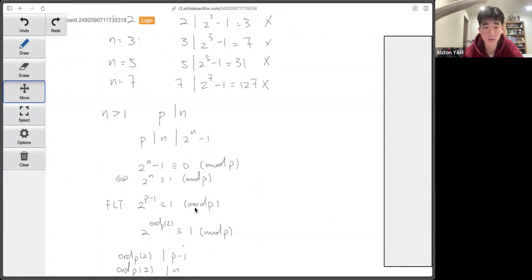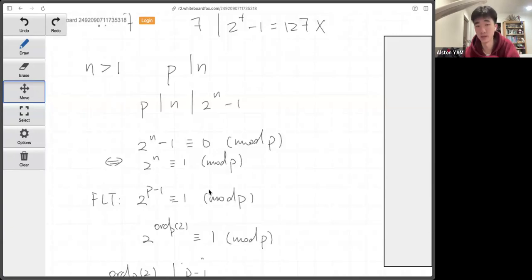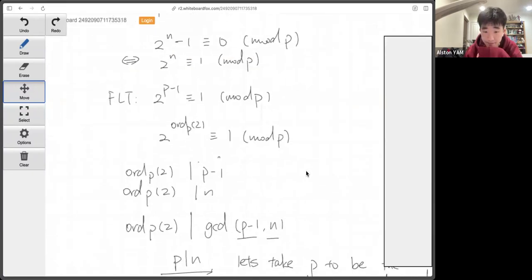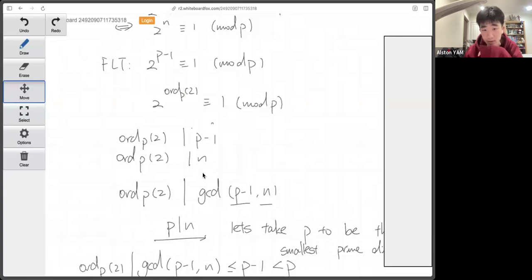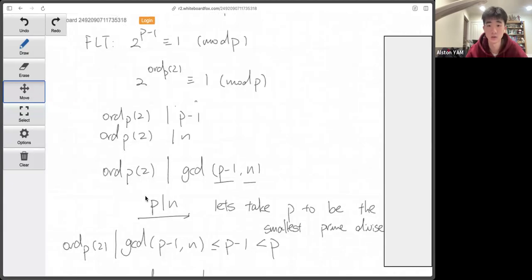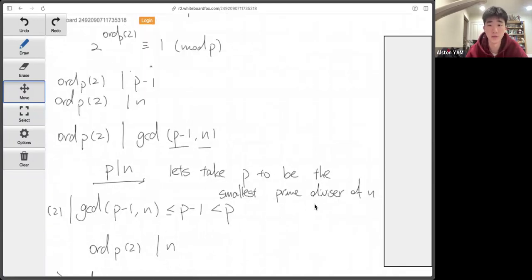And then at this point, I think the order is pretty much motivated because you know that the order must divide p minus 1 and also n. And then p is also the prime divisor. So then you get to the step, so order divides the GCD. So now you can imagine if I try to vary p, because n can have lots and lots of prime divisors, if I try to change up this value of p, I can actually control what the order is. So why don't I take the smallest one? So that's where the motivation for the smallest prime divisor comes from.